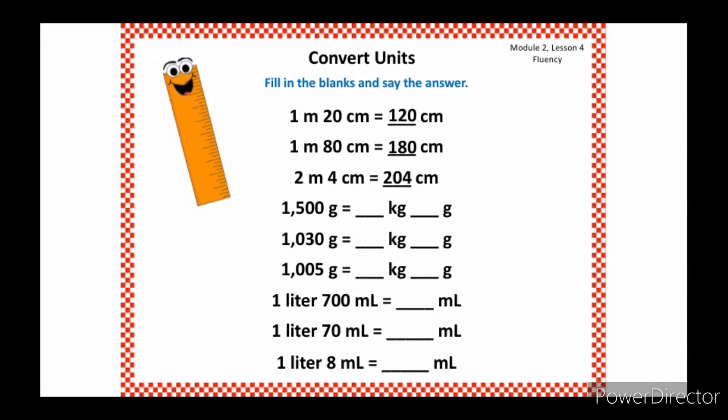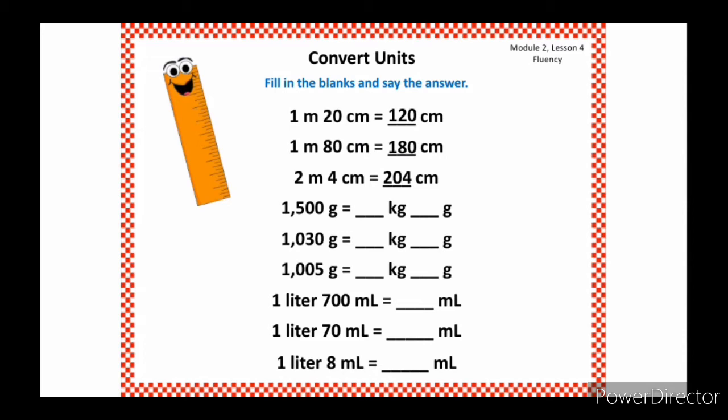204 centimeters. In case you wrote 240, please take note of where the mistake is made. You're supposed to add 4 to 200 meters. That's 200 centimeters. Okay, now the next one will be converting grams to kilograms.